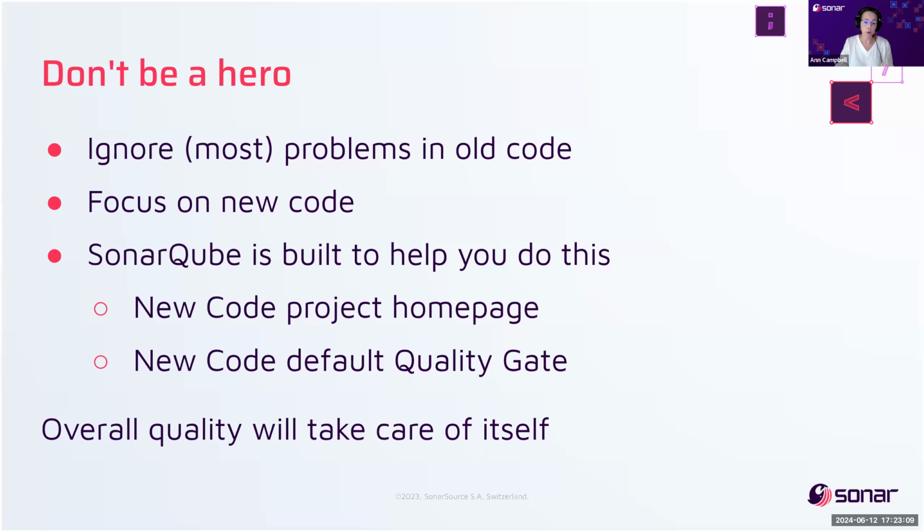So the project homepage focuses on new code. The default quality gate is going to fail if you don't meet those criteria on new code. And beyond that, you really can ignore the problems in old code. And over time, the quality of the overall code base will really take care of itself just by making sure that the code you write today is clean.